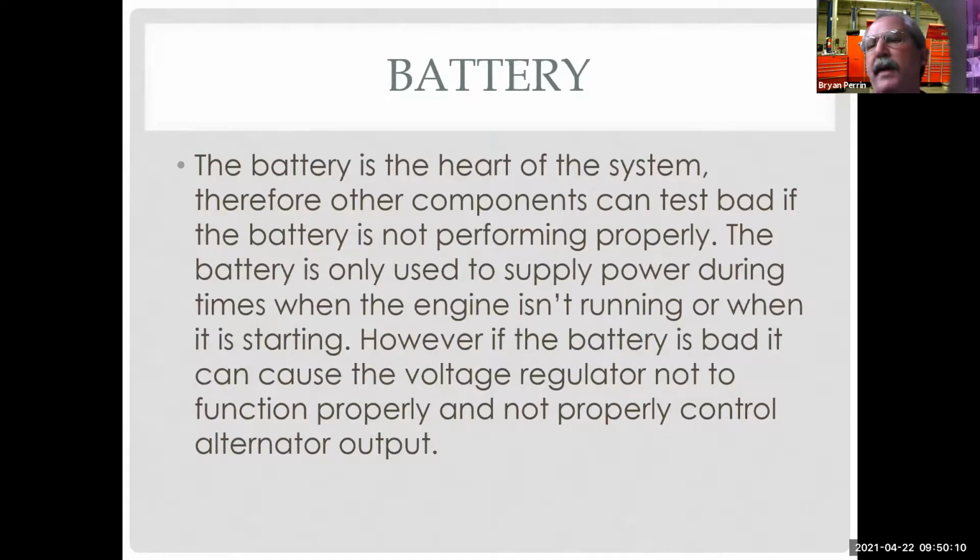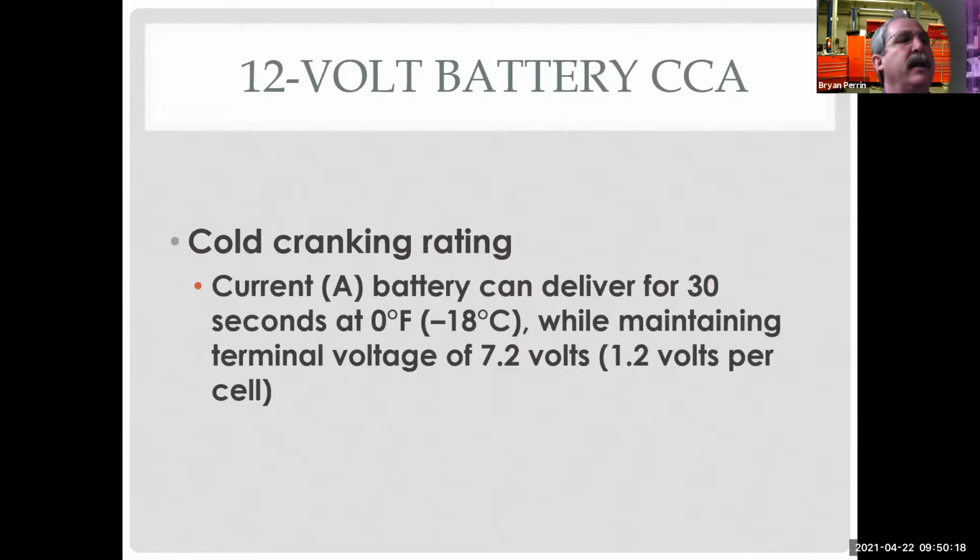So when we look at batteries, they are more than just their 12 volts. We really need to look at them from a standpoint of a couple issues. One is their cold cranking amps. Cold cranking amps is the amperage that a battery can deliver for 30 seconds at 0 degrees Fahrenheit while maintaining a terminal voltage of 7.2 volts, or 1.2 volts per cell.